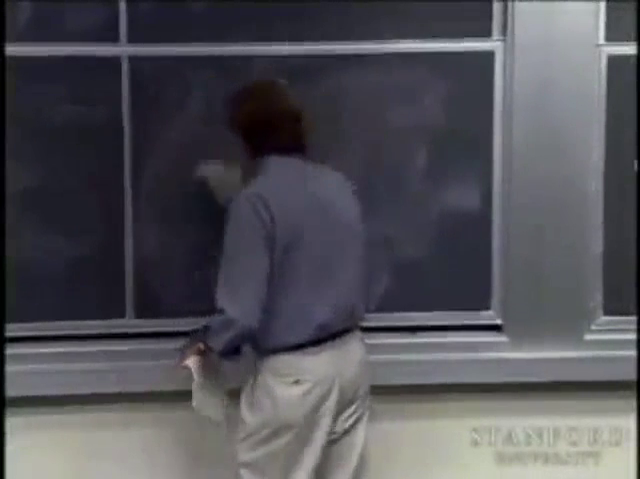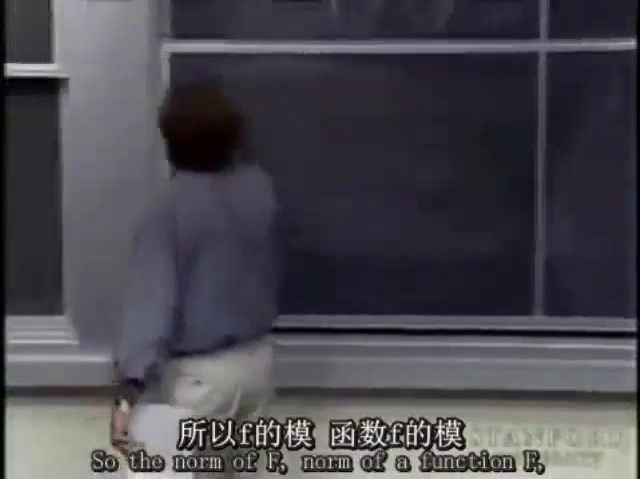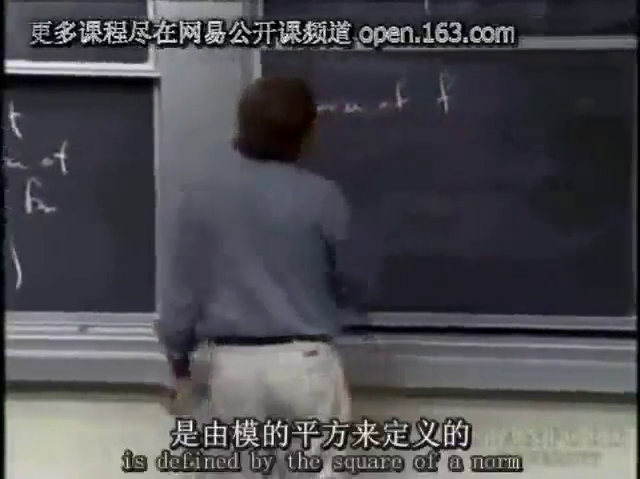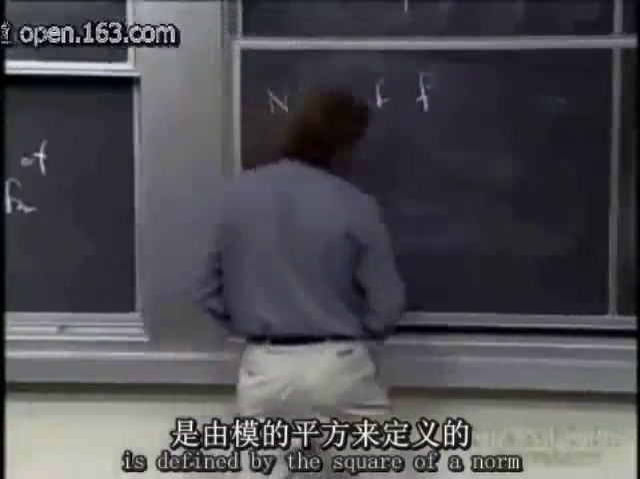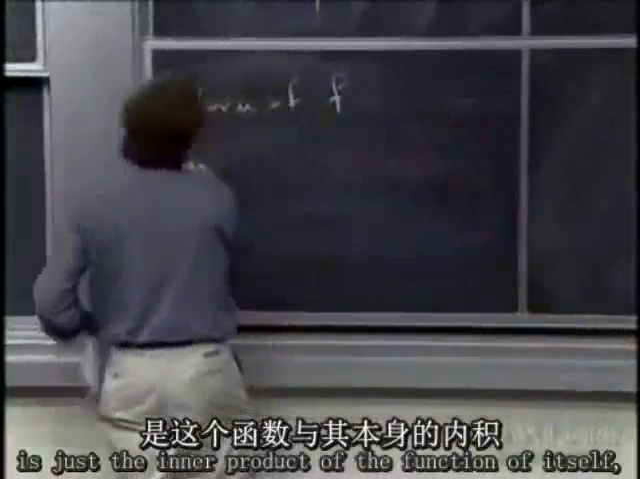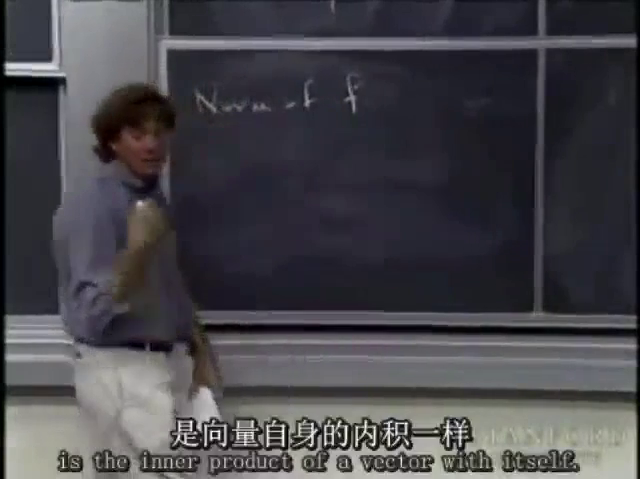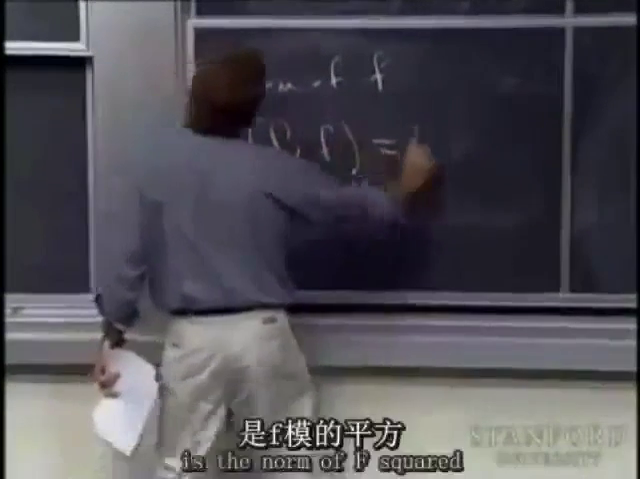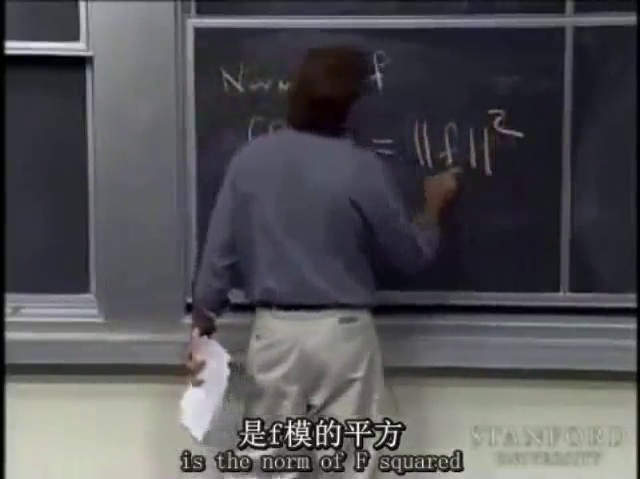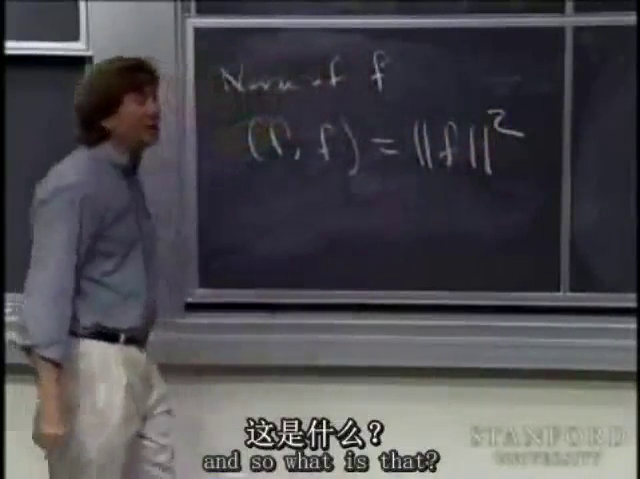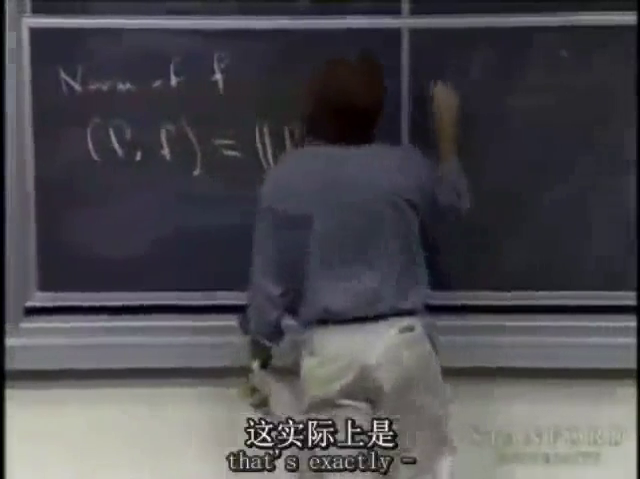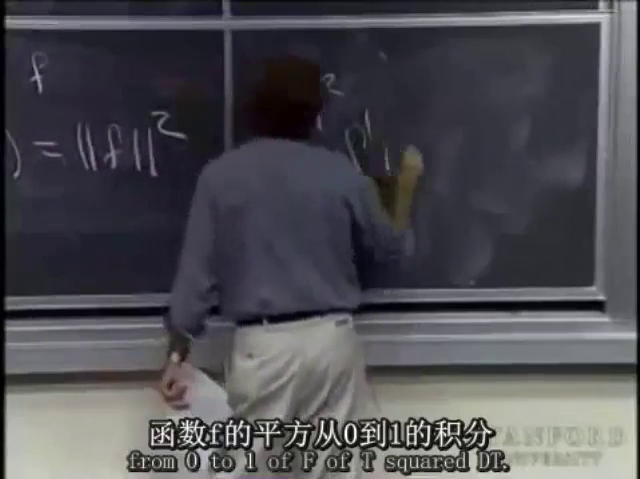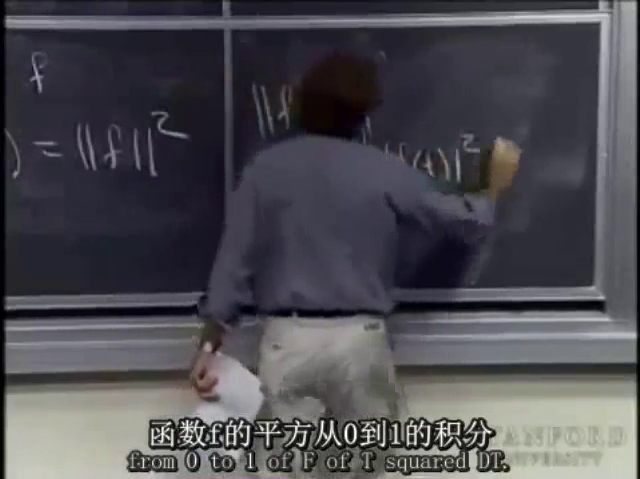So the norm of f. The norm of a function f is defined by, well, the square of the norm is just the inner product of the function with itself, just like the square of the length of a vector is the inner product of a vector with itself. So the inner product of f with itself is the norm of f squared, and that's the notation you use. And so what is that? That's exactly, so the norm of f squared is exactly the integral from 0 to 1 of f of t squared dt.